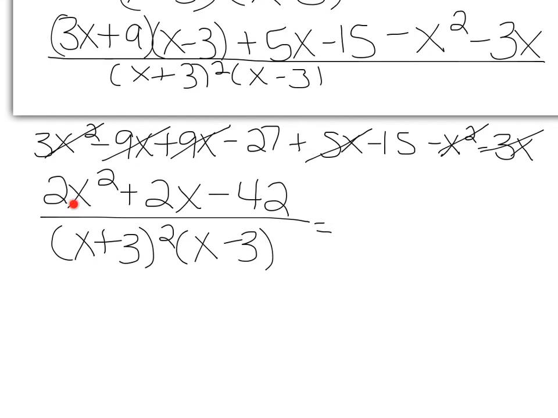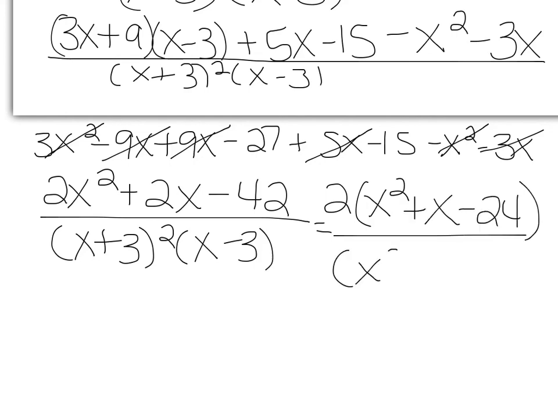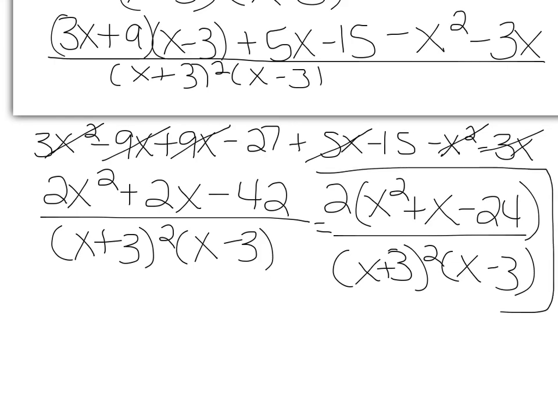Now a 2 can be factored out of this because they're all even numbers, which leaves me with x squared plus x minus 24. And remember, we're still all over x plus 3 squared times x minus 3. Can't factor that any further. There are no factors of 24 that give you 1, so this is your final answer.